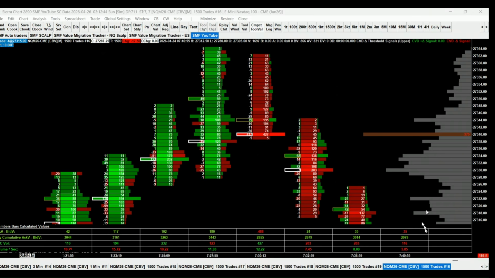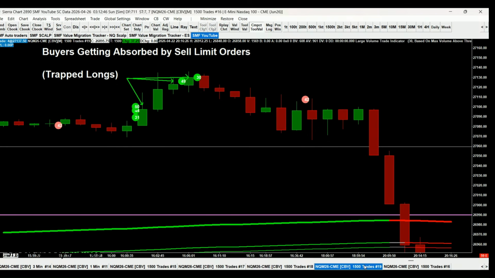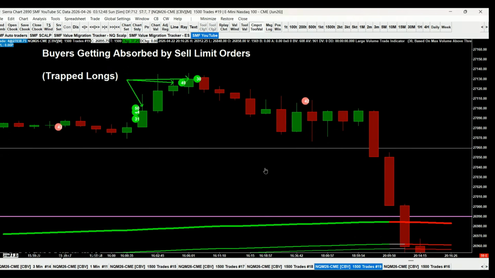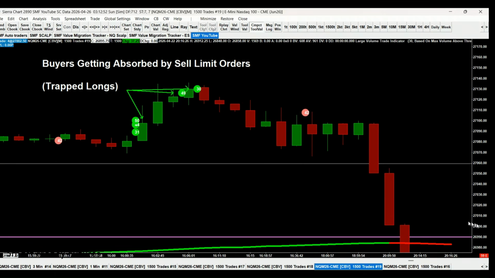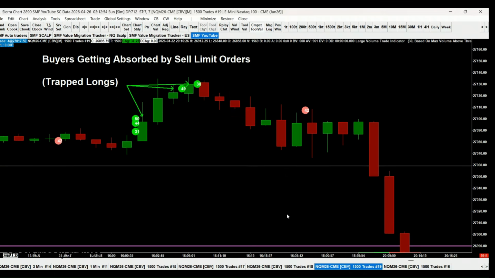The large volume trade indicator can help simplify that, not because it predicts the market, and not because a big green bubble means buy or a big red bubble means sell, but because it shows where meaningful size is actually participating. And when you combine that with structure, value, and location, it helps you answer a much better question. Is size accepting this area, rejecting this area, or getting trapped? That is where the indicator becomes useful.